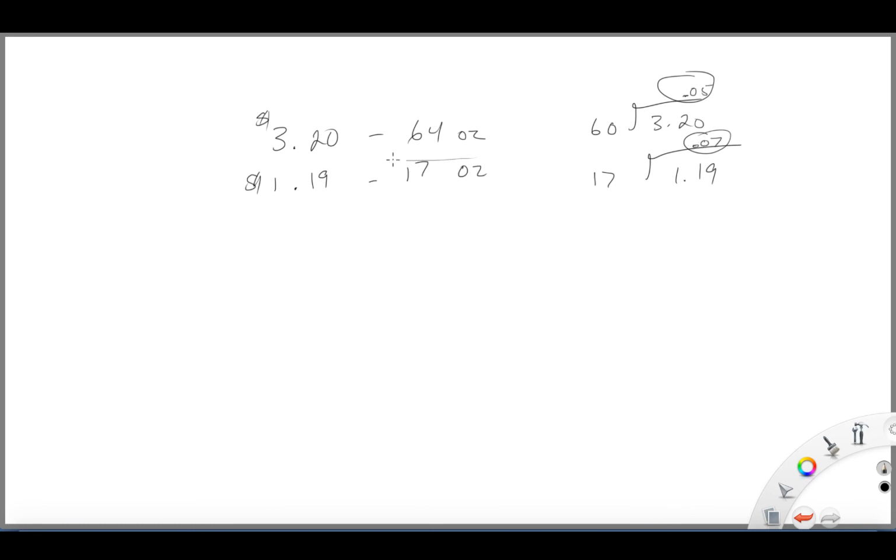So the smaller amount is more expensive. So what should he buy? He should buy the one that's 5 cents an ounce. So this one is better than this one. So he should spend $3.20 to get the better deal.